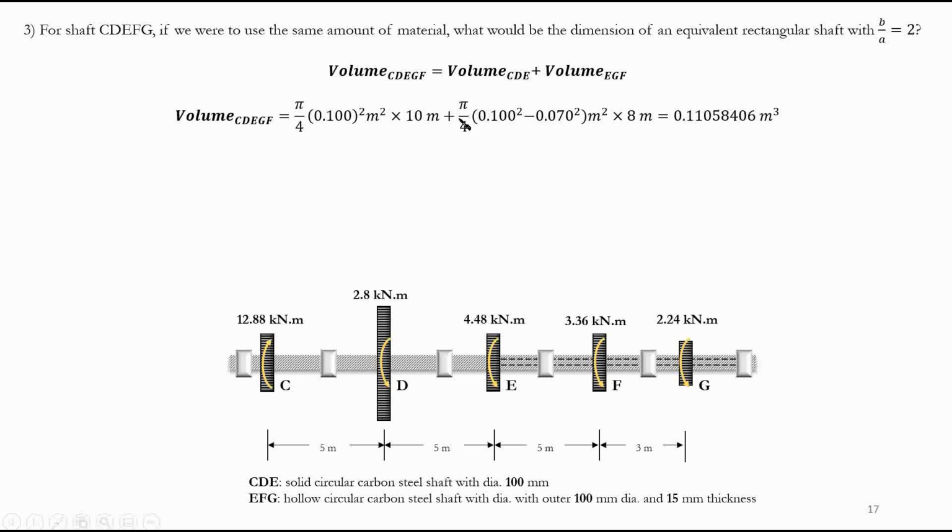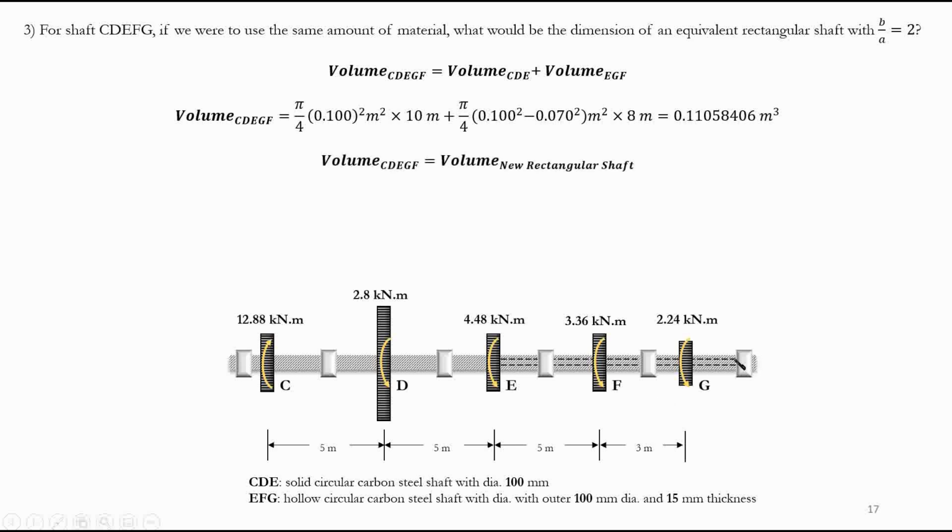Plus, of course, the volume of EFG. So we have pi over 4 times the outer diameter squared minus the inner diameter squared. This is the area of the hollow circle for portion EFG, multiplied by the length, 5 plus 3, 8 meters. So from that, we get this value. This is the total volume used for this shaft. And of course, we are neglecting these portions, because we are not interested in them.